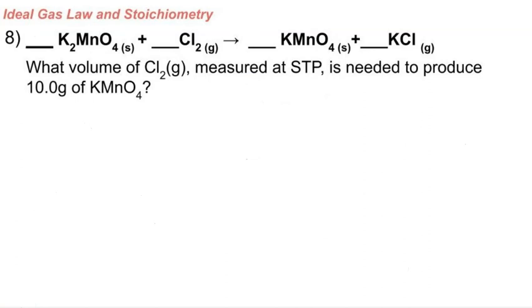Number 8, what volume of chlorine gas measured at STP is needed to produce 10 grams of KMnO4? So let's start by balancing our equation. We know we're just going to need to use stoichiometry. Since this is at STP, we know that 1 mole of any gas at STP is equal to the same volume of 22.4 liters. So we can kind of start there. We'll balance our equation, do some stoichiometry to get us our final answer.